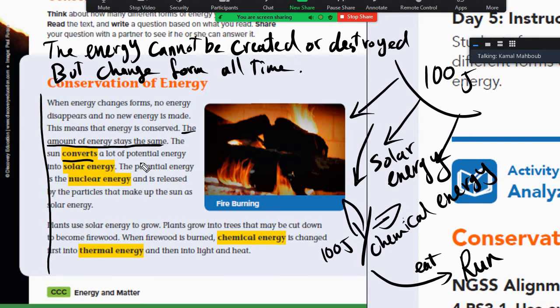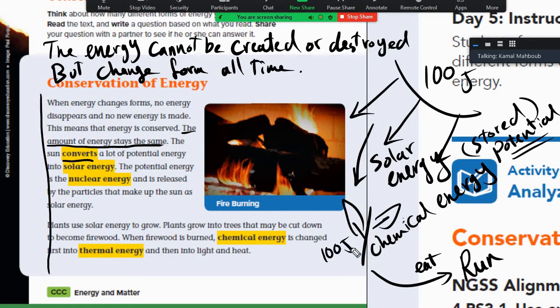Okay, and also, guys, we have another meaning of chemical energy stored in the plant. Any energy stored is called potential energy. So we have chemical potential energy stored in the plant.